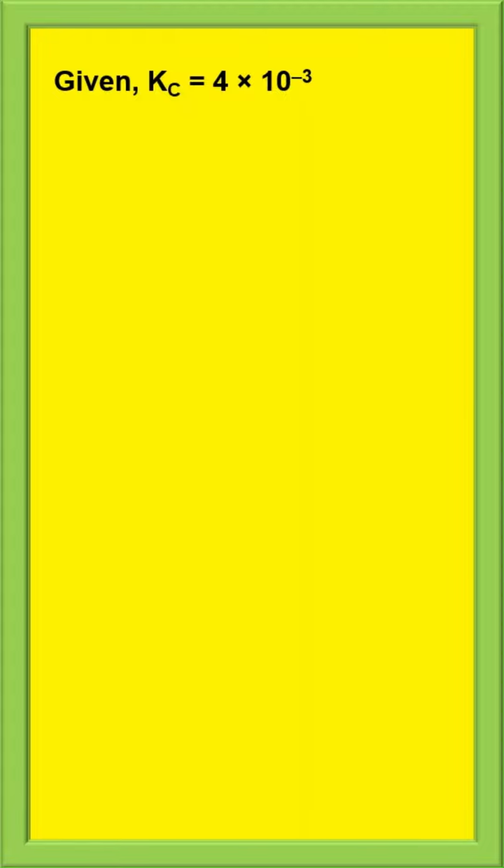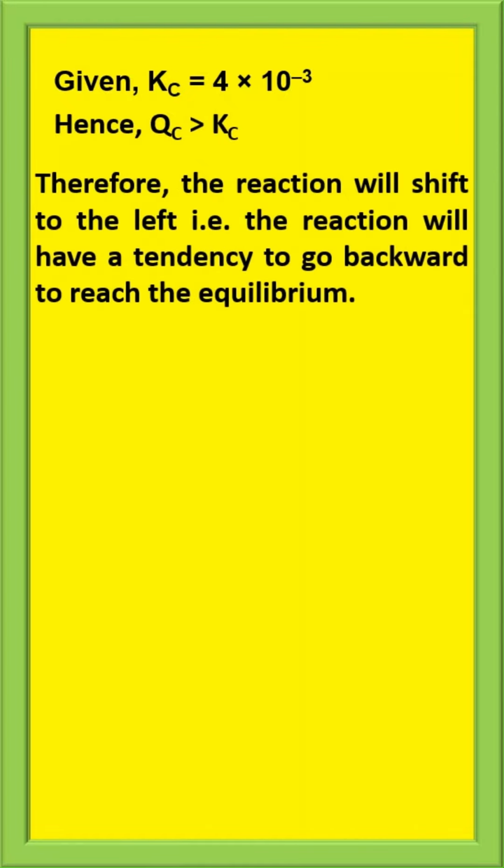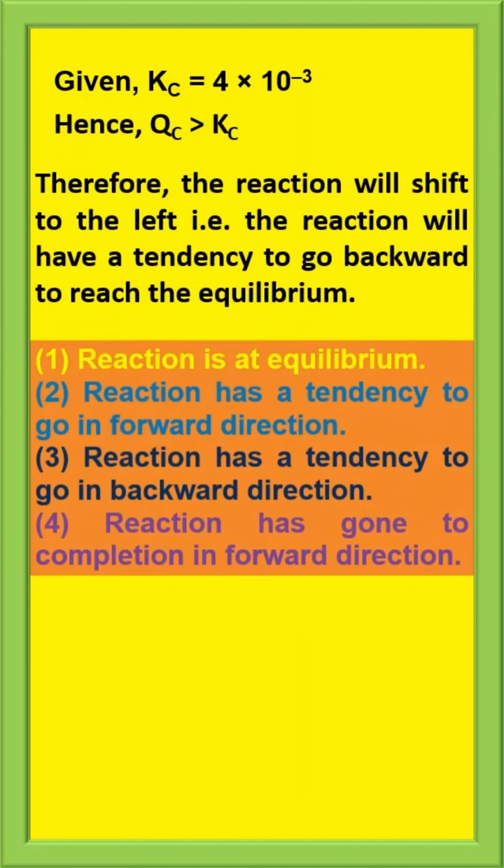So QC is much greater than Kc value. Okay, so as we have shown three criteria, in that case the number 3 criteria is matching here. So we can say therefore the reaction will shift to the left, that is the reaction will have a tendency to go backward to reach the equilibrium. Okay, now let us check the options given in the question.